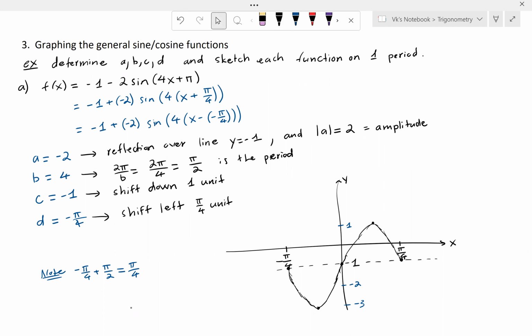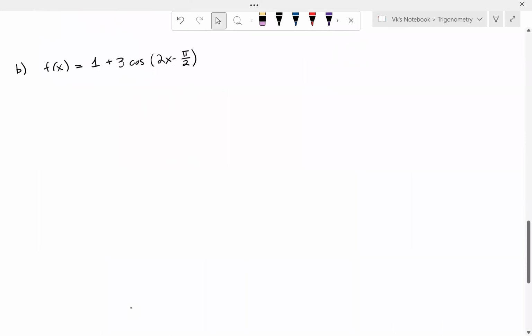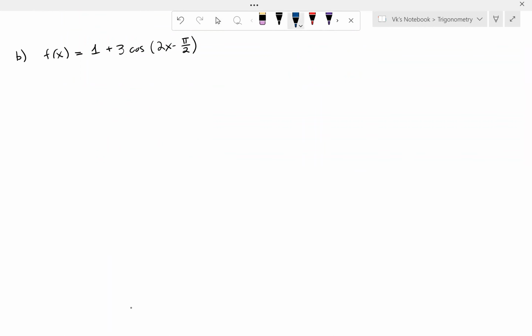Let's do another example. B, f(x) equals 1 plus 3 cosine of 2x minus pi over 2. I'm going to write this in the general form: 1 plus 3 cosine, we can factor out the number 2 here, x minus pi over 4. From here, we know that A is equal to 3, B is equal to 2, C is equal to 1, D is pi over 4.